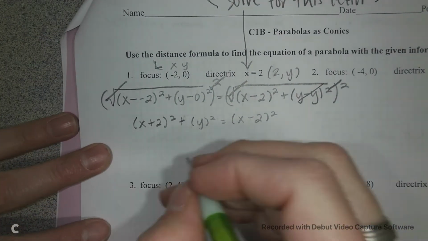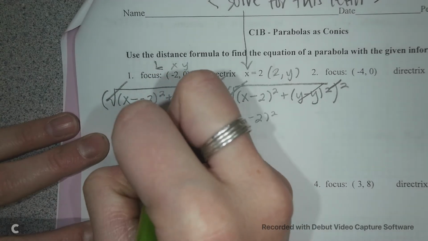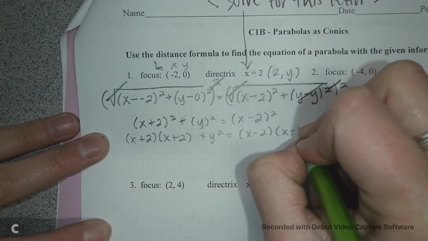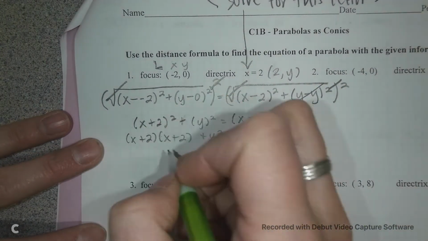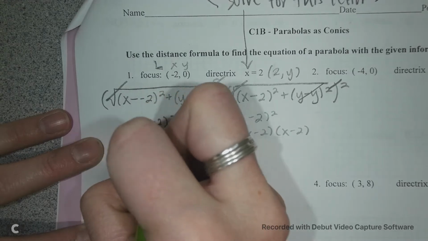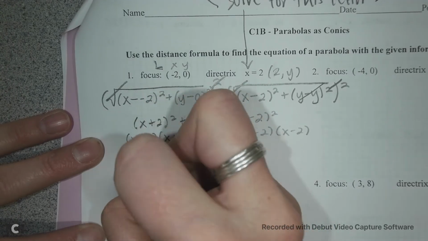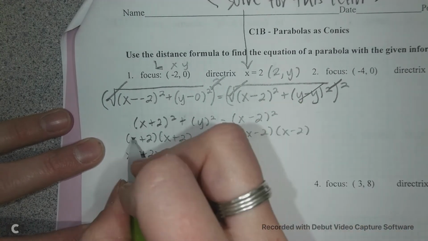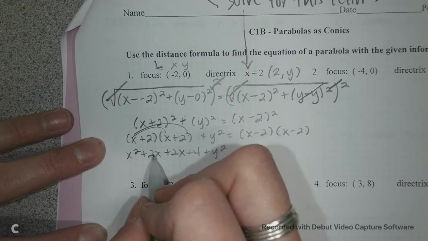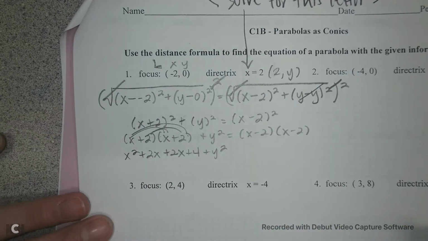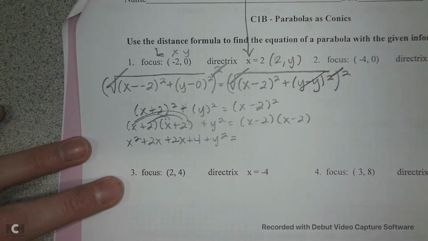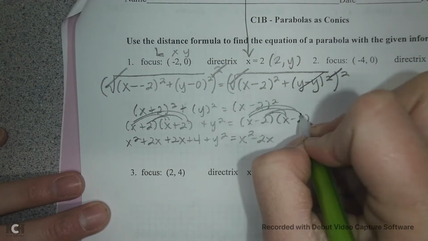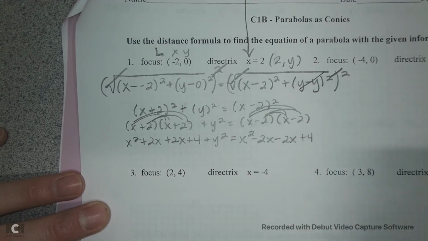Okay, so now we have to distribute. So we have x plus 2 times x plus 2 plus y squared equals x minus 2 times x minus 2. X times x is x squared. 2 times x is 2x. 2 times x is 2x. 2 times 2 is 4. So I'm just distributing this x to each term and this 2 to each term, okay? Just quickly because we are good at this. The same thing over here, this x to each term, so x squared minus 2x, and this -2 to each term, so -2x plus 4.